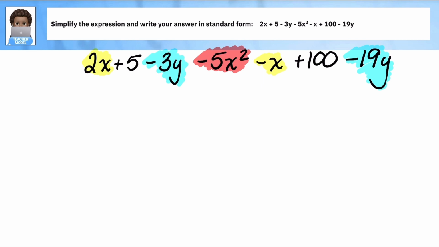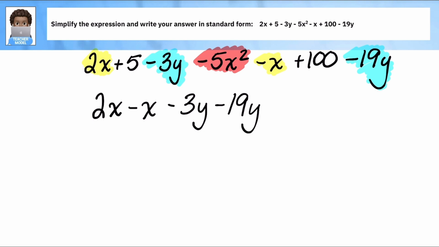And so I'm going to rewrite this, grouping the things that I want together next to each other. So here's 2x minus x. So the yellows first. Negative 3y minus 19y. They're together. Minus 5x squared. And let's put our numbers together. Plus 5 and plus 100. Now, just so you can see these were the same. So I'm going to add these two together.